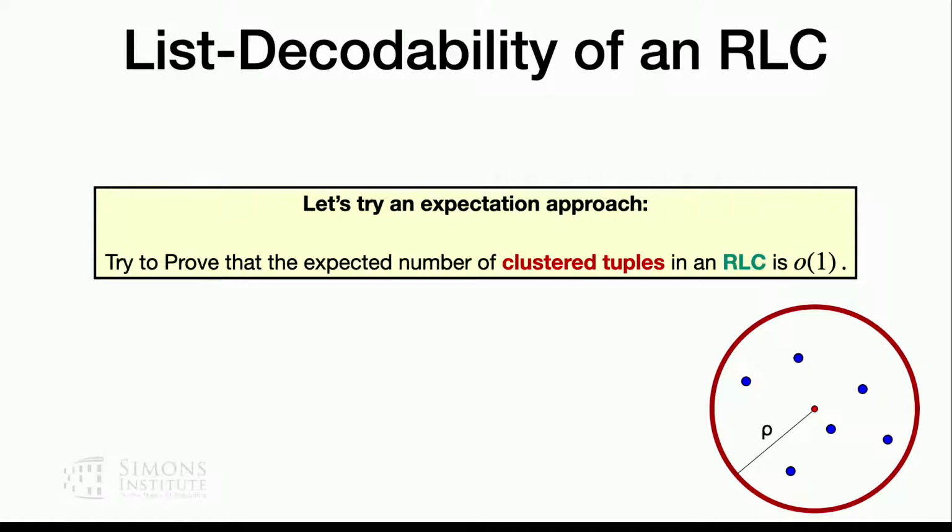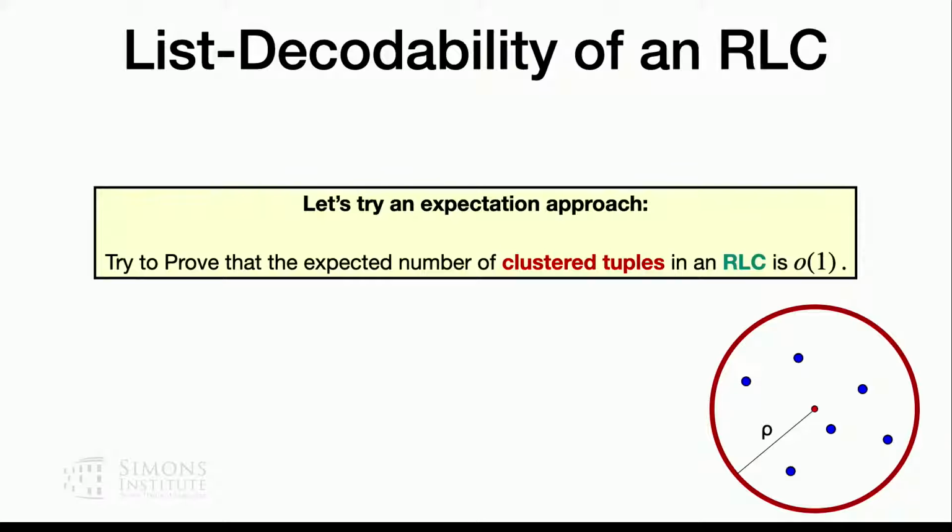So how can I try to show that a random linear code is list decodable, or that there are no witnesses? A witness is a tuple of codewords. I just told you the probability that a random linear code contains a given tuple of codewords. So what I can try to do is compute the expectation of the number of witnesses, the number of clustered tuples in a random linear code, and show that it goes to 0, that it's little o of 1. If I can show that, then I'm done.